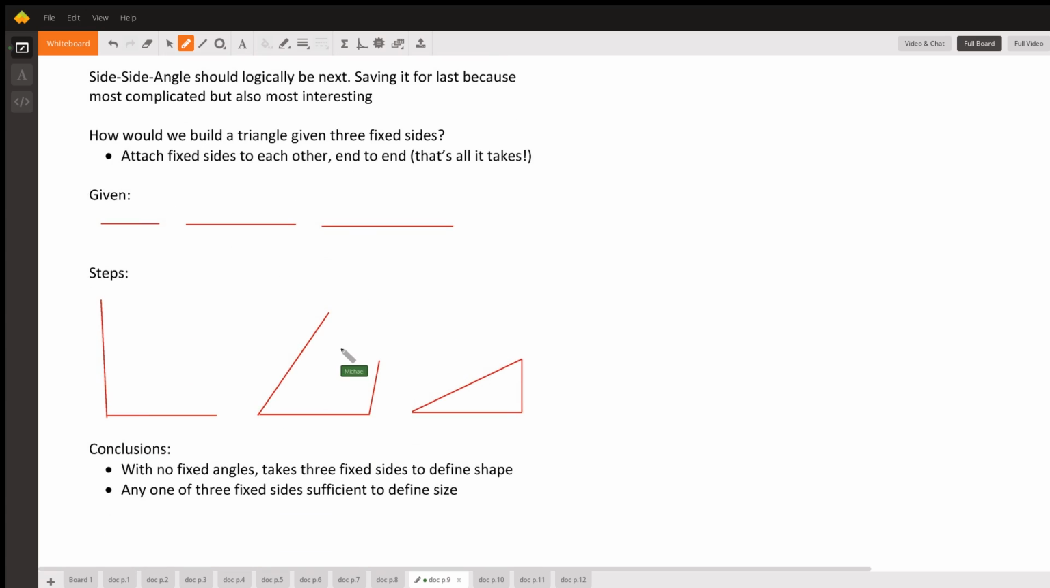There's no angles given, but if you've got three sides given, as you start to connect them, there's really only one way to do it, given the definition of congruency, though you may have to flip one over to make it match the other one. Okay, so again, this is sufficient to define the shape and the size. So this does make the list of congruency rules that work.